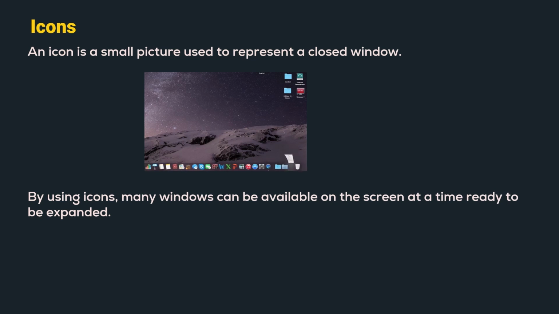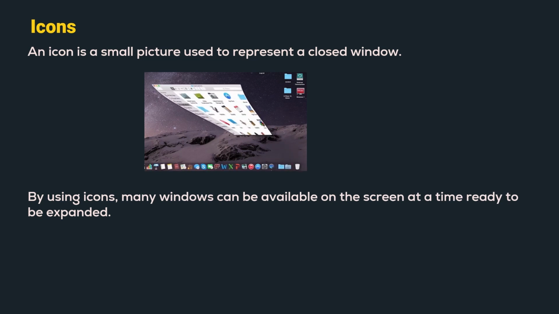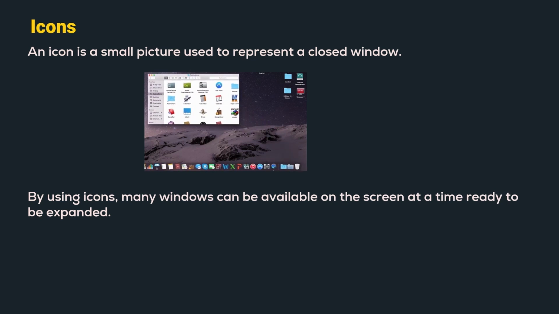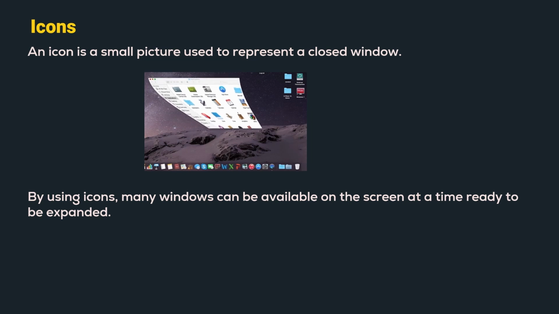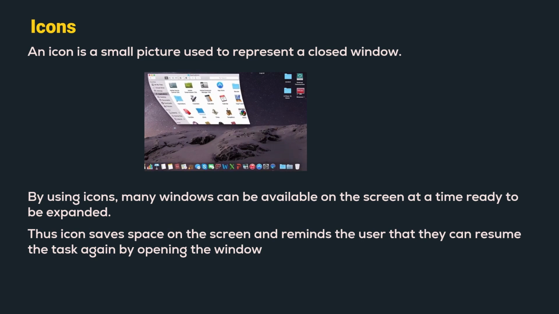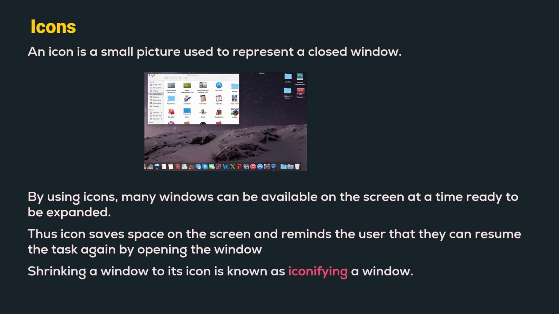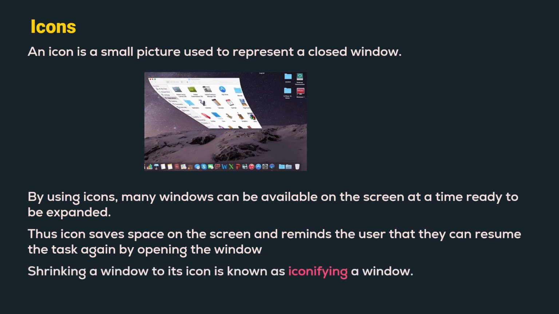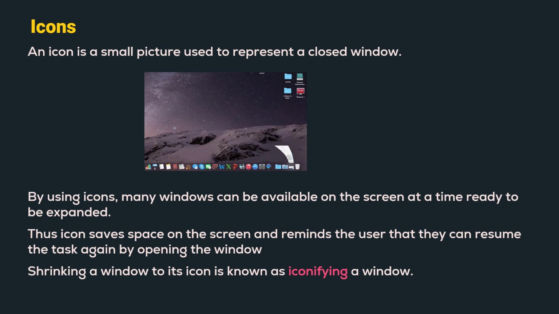By using icons, many windows can be available on the screen at a time, ready to be expanded. This allows us to save space on the screen and reminds the user that they can resume a task again by opening the window. Shrinking a window to its icon is known as iconifying a window, as we can see in the above GIF.